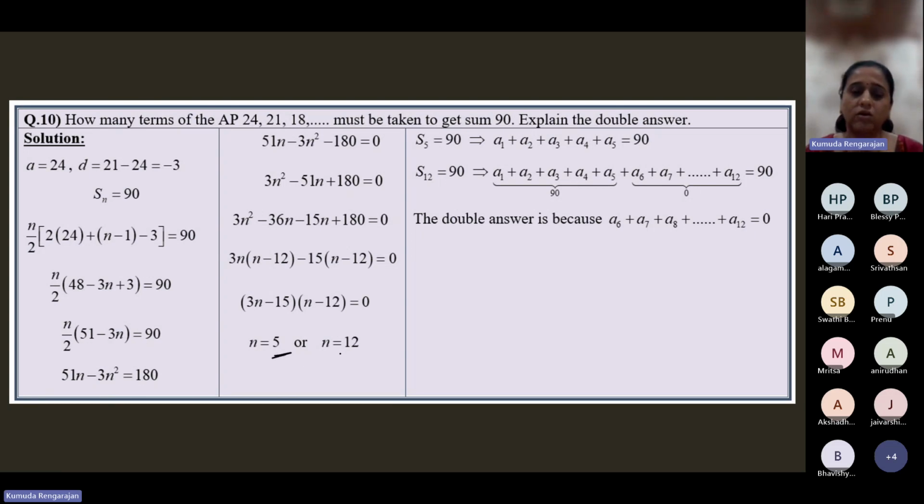N is equal to 5. That means the sum of the first 5 terms is 90. N is equal to 12. That means the sum of the first 12 terms is 90. N can be any natural number. So n is 5 or n is 12. You cannot reject any of the values. Both are acceptable. When n is 5, you need to add the first 5 terms to get the sum as 90. N is 12, meaning you will have to add the first 12 terms to get sum 90.